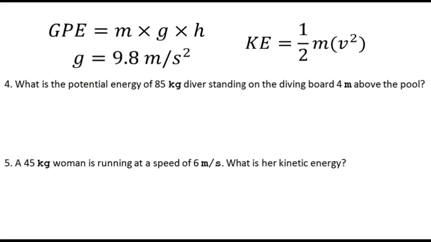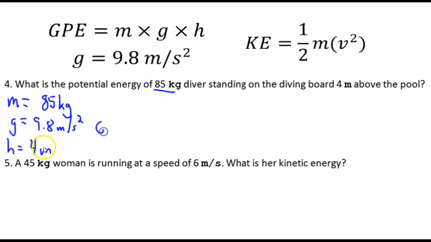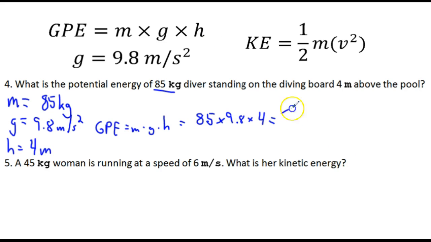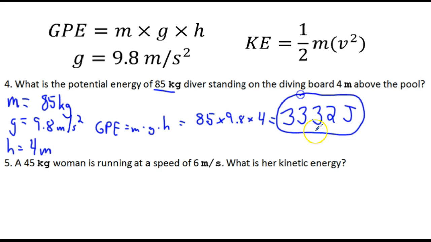Next up here, I'm going to be looking for what is the potential energy of an 85 kilogram diver standing on the diving board 4 meters above the pool. So mass is 85, height is 4 meters. As long as we're on Earth, it's 9.8 meters per second squared. So GPE is mass times gravity times height. Plugging in my numbers there is going to give me 3,332 joules.